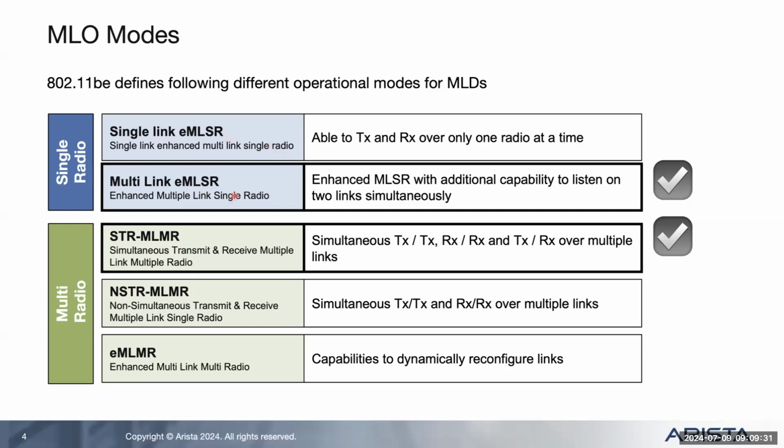So though we have these modes defined as per the standard, single-link EMLSR and multi-link EMLSR are the single radio solutions. Today the recent clients will not have single-link EMLSR per se. As per the standard they support EMLSR, which is invariably multi-link by nature. And non-STR MLMR and EMLSR are two different modes. We have not seen any of these clients out there in the market. Right, I think single-link EMLSR doesn't make sense anyway, since it doesn't sound like a multi-link operation.